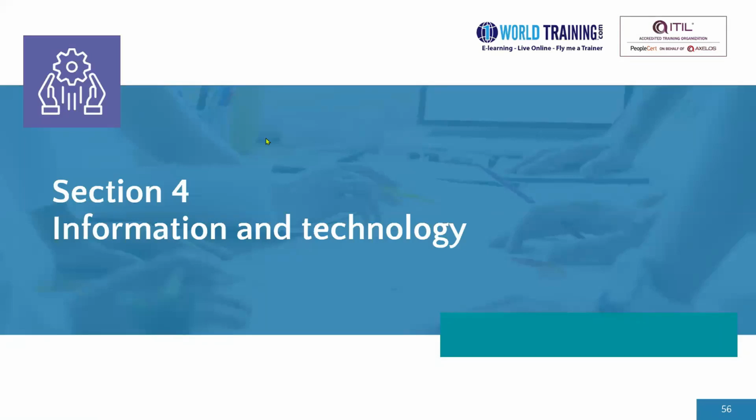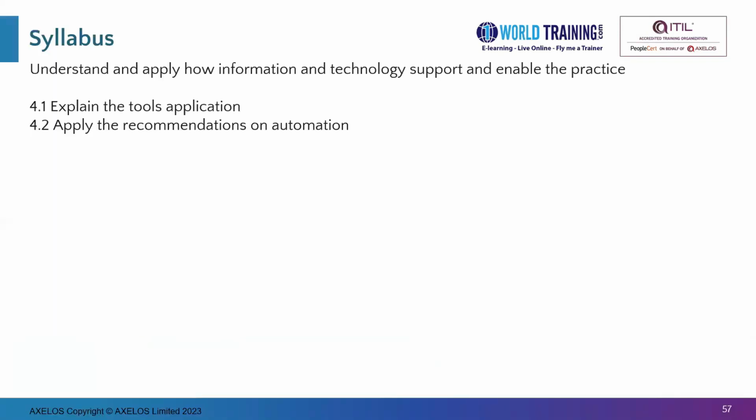We are in section 4, the information and technology perspective for this practice. The exam syllabus includes understanding and applying how the information and technology supports and enables the practice. We are going to take a look at two things. First of all, the tools that may be applicable for this practice from an automation perspective and a work perspective, and also the recommendations for automation.